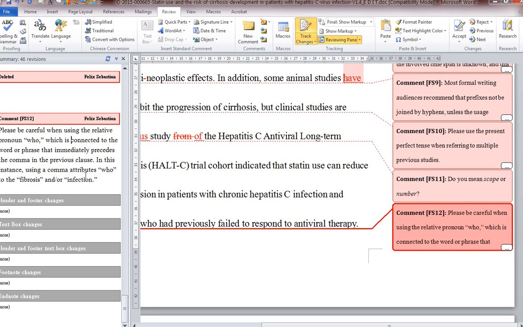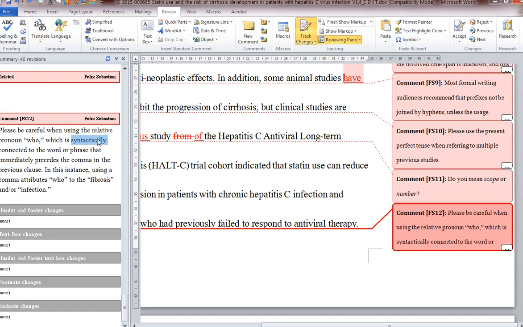In this instance, using a comma attributes who to the fibrosis and or infection. We don't want that. We want it to be attributed to the patients. You saw that I deleted syntactically there. That's a big word that not too many native speakers use, and here I am giving it to the author who is not a native English speaker. Sometimes we do use some big words.